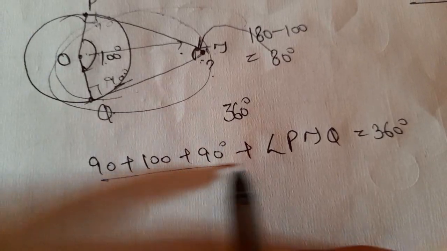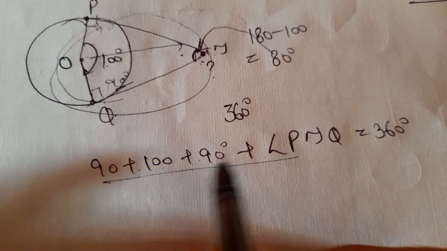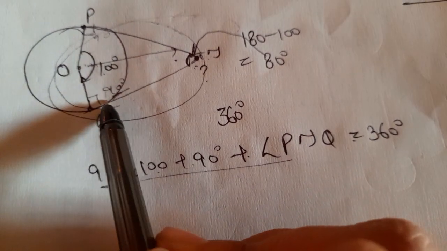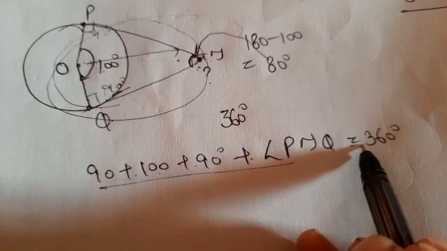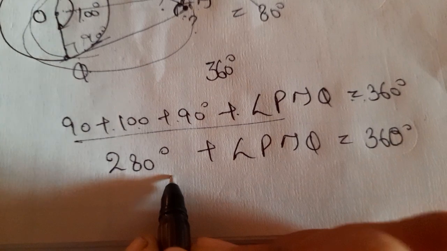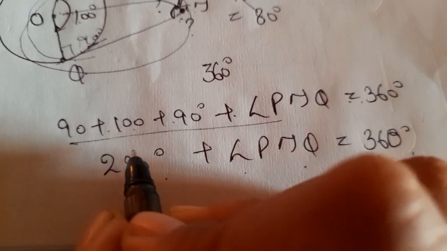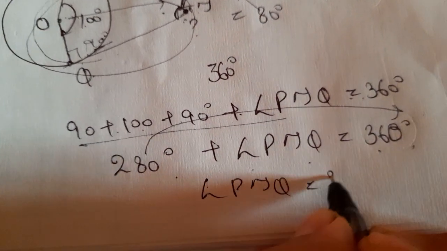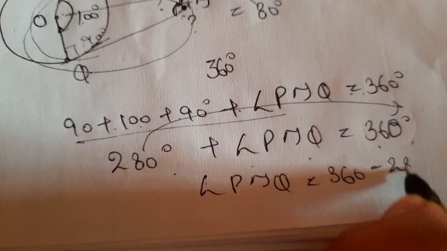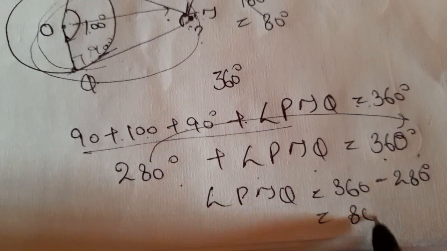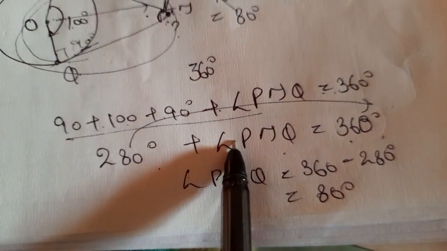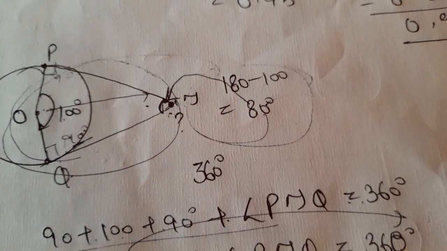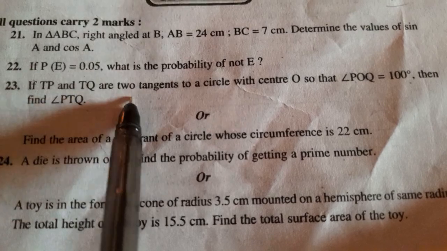You can solve it in this way also. 90 plus 100 plus 90 plus PTQ equals 360. This is 90, 100, the third angle is also 90, and the next is PTQ, that is 360. 280 plus angle PTQ equals 360. After shifting this one here, we get PTQ equals 360 minus 280, and that is again 80 degrees. You can solve it in this way, or you can solve directly, that is 180 minus that angle. The next question is the internal choice.